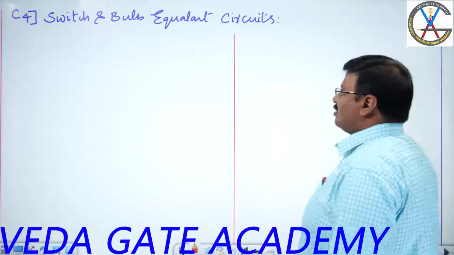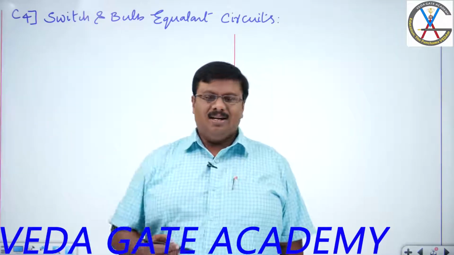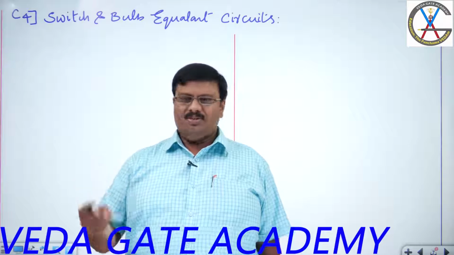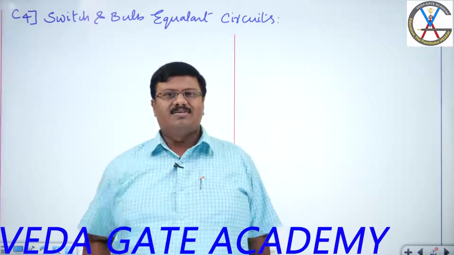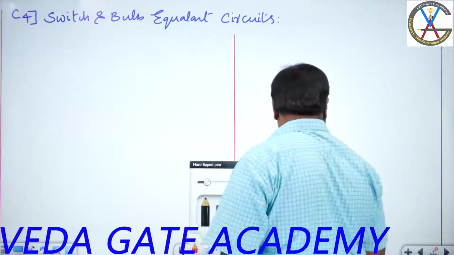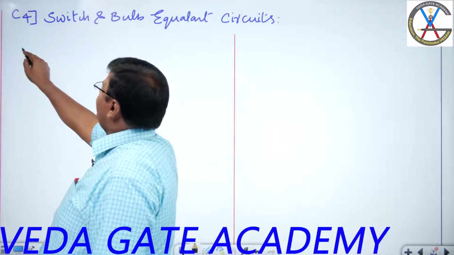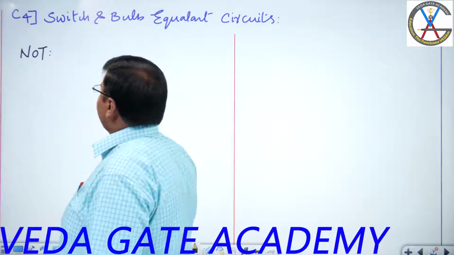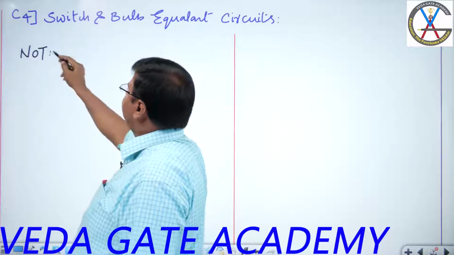Switch and bulb equivalent circuits of logic gates. Each and every logic gate, let us represent with the switch and bulb equivalents. Switch as an input, bulb as an output. Let us represent the different logic gates we have. First I am taking NOT. What is the NOT relation? Inversion, right?